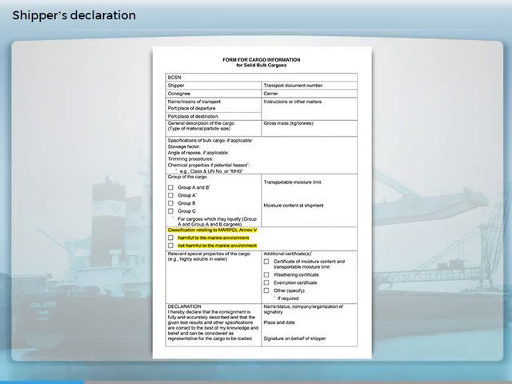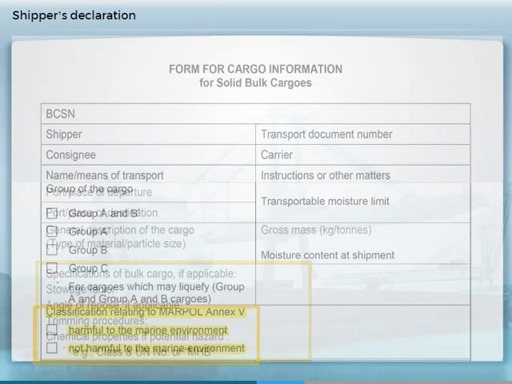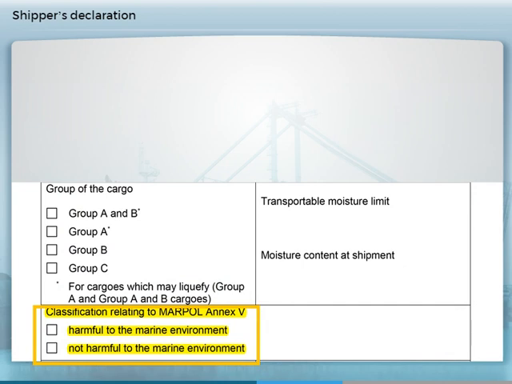provide, in writing, a cargo information form or shipper's declaration in line with the IMSBC code. The shipper should also provide the material safety data sheet. The shipper's declaration must give the density and/or stowage factor of the iron ore. It must also declare whether the cargo is harmful to the marine environment, HME, under MARPOL Annex 5.